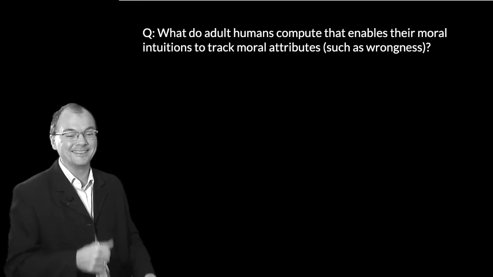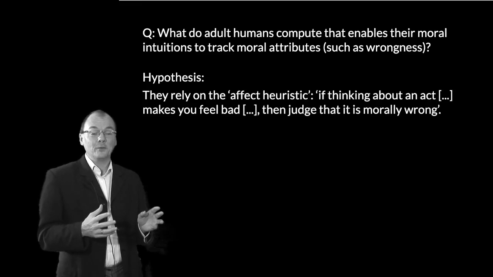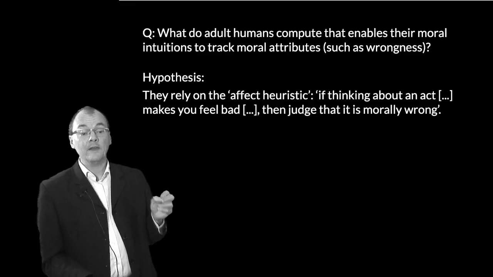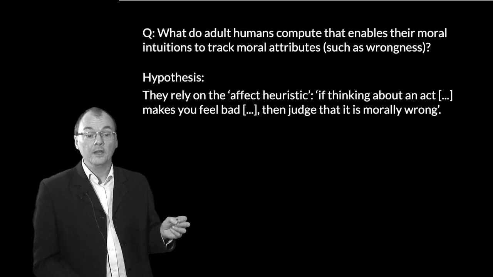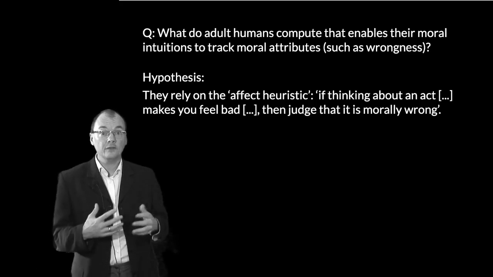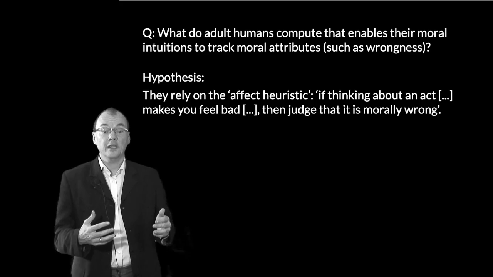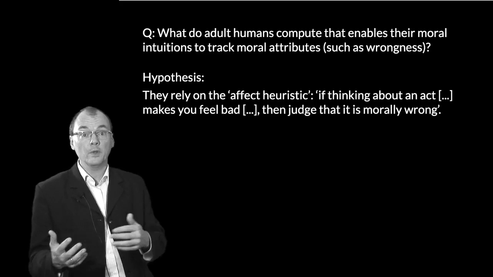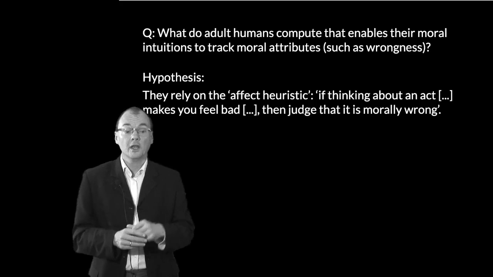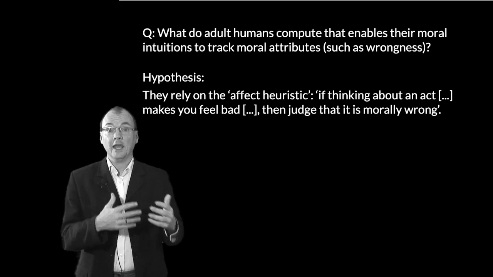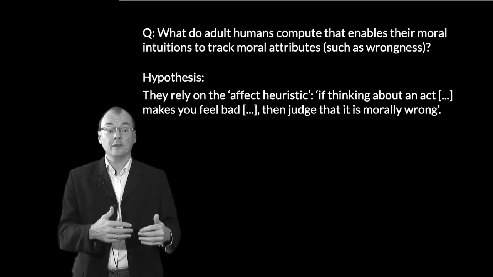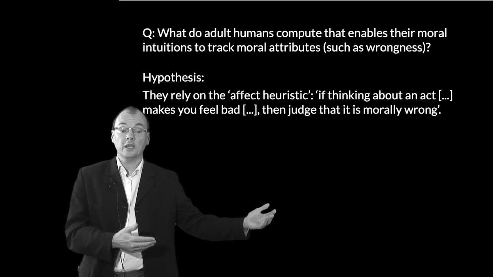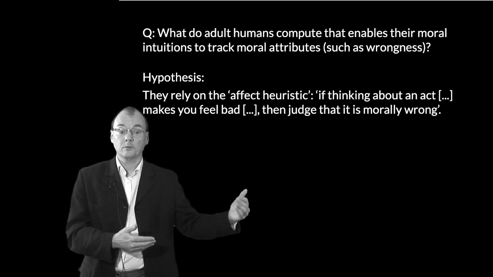You with me? Great. All right, so here's a hypothesis. The humans rely on an affect heuristic. That's to say, they do this. They're faced with a situation and they need to make a judgment about whether it's morally good or morally bad or has some other moral attribute. What they do is they think about the act and then they examine how they feel. And if thinking about the act is making them feel bad, then they judge that the act is morally wrong.